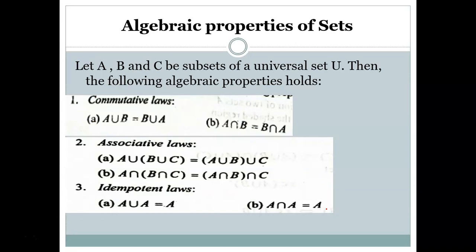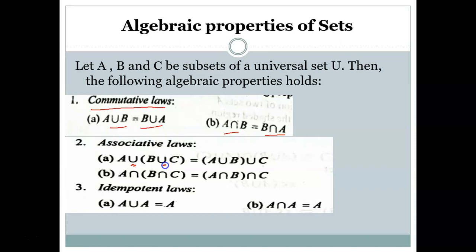Now certain algebraic properties of the sets. If A, B, C are three subsets of a universal set U, then the following algebraic properties hold. First is the commutative property, or commutative law. The commutative law is like this: A union B will be equal to B union A. Similarly, A intersection B is equal to B intersection A. The associative law requires two operations. So here we are considering one is the union operation and another is the intersection operation.